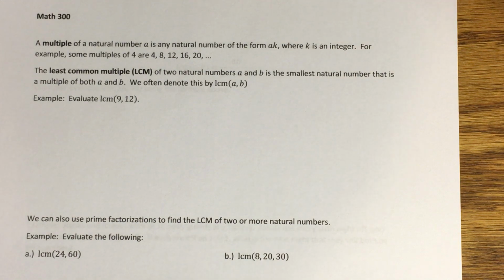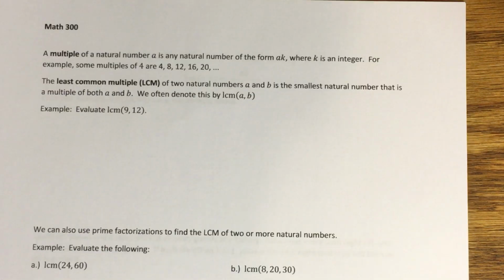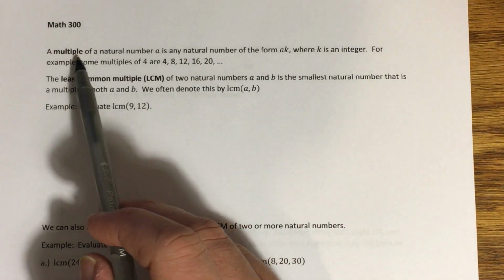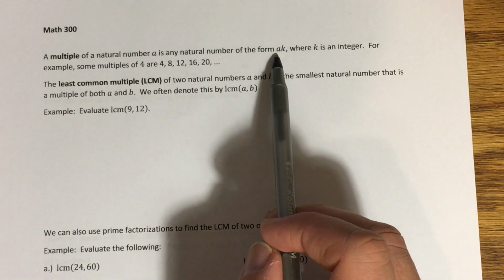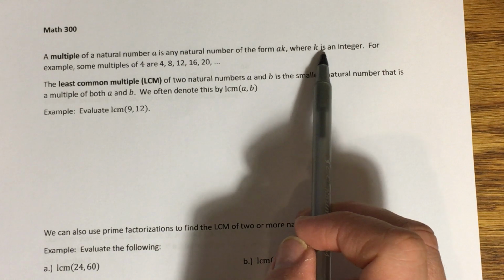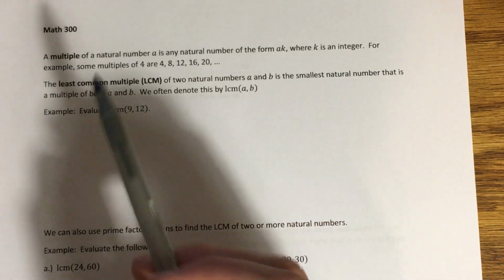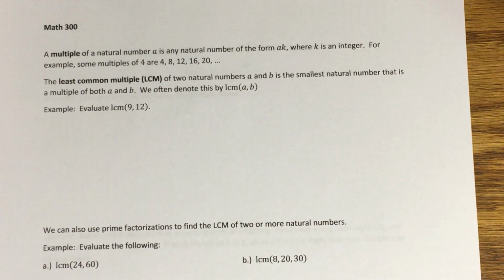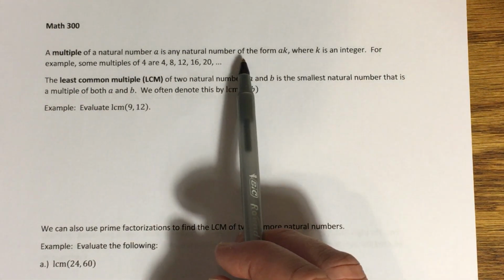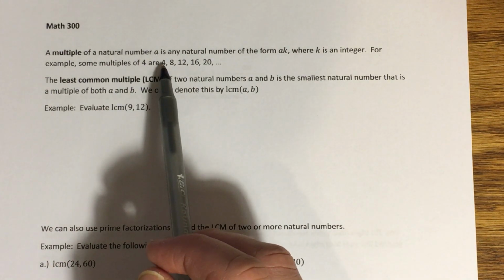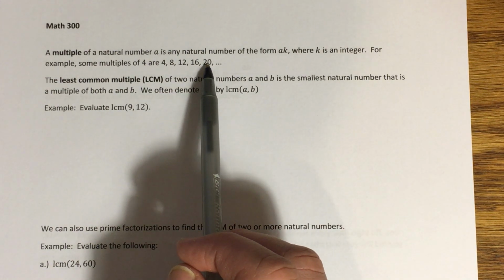Now we're moving on to multiples and the least common multiple. So a multiple of a natural number a is any number of the form ak, where k is just an integer. So I like to think of multiples as the numbers that you get by counting by a particular number. For example, some multiples of 4 are 4, 8, 12, 16, 20.